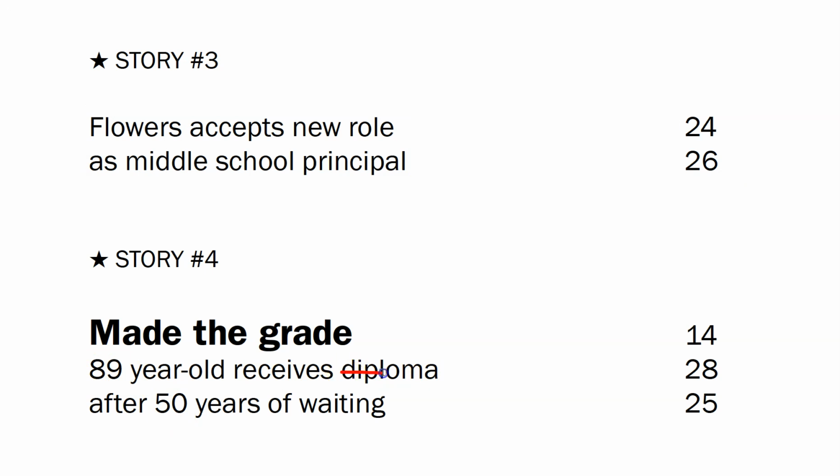So that's like if we moved "diploma" from the top line down to here, it would make it a split phrase. "89-year-old receives diploma after 50 years of waiting." Do you see how if this is just by itself, "89-year-old receives," we're like, receives what? All right, so that needs to go on the same line. And then down here, "diploma after 50 years of waiting," that's confusing. "89-year-old receives diploma after 50 years of waiting." So do not split those phrases.